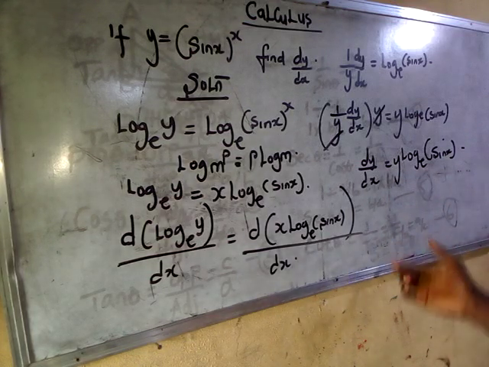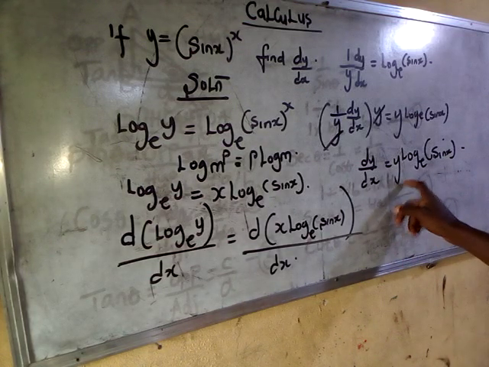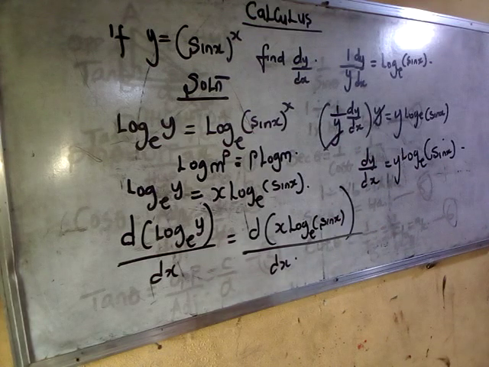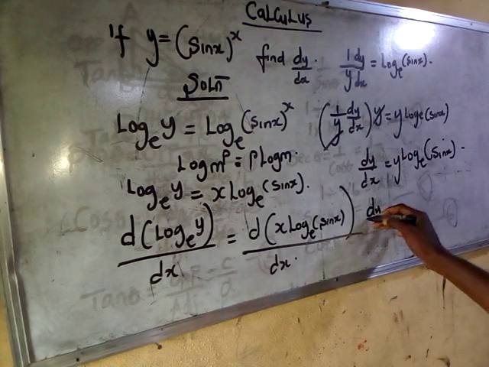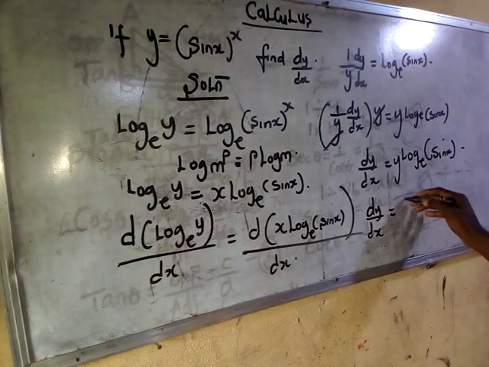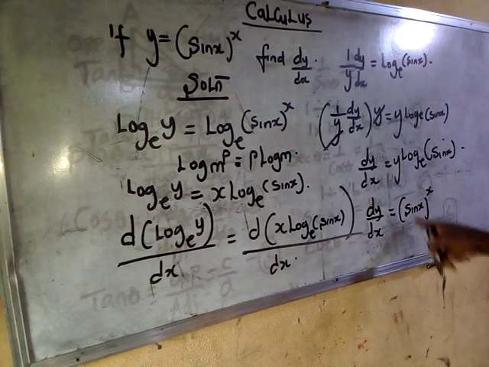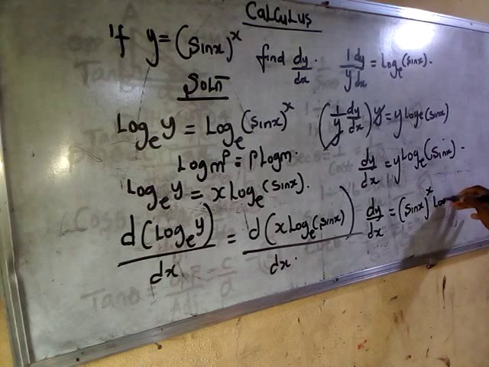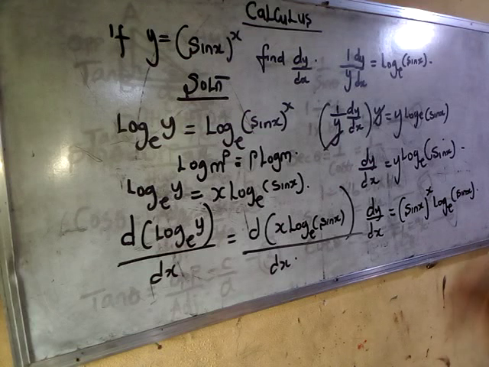We cannot stop here. We are going to change this y to the equation given. So dy/dx is equal to, my y was what in the equation? This was my y, sine x raised to power x. I have changed my y to this. So this is the answer to the given problem above.